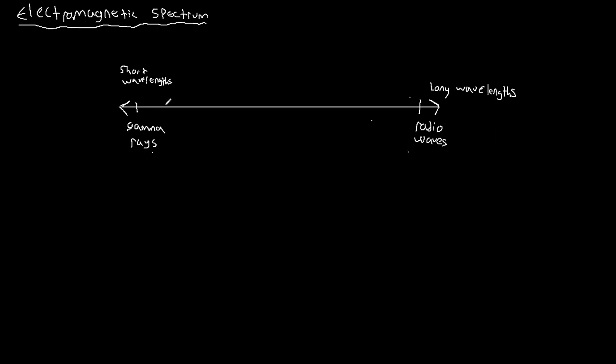Some more examples on the shorter end: we have things like X-rays. When you go to the doctor with a broken bone and you get an X-ray taken, they're bombarding you with X-rays. An example of something with a slightly longer wavelength would be something like microwaves.